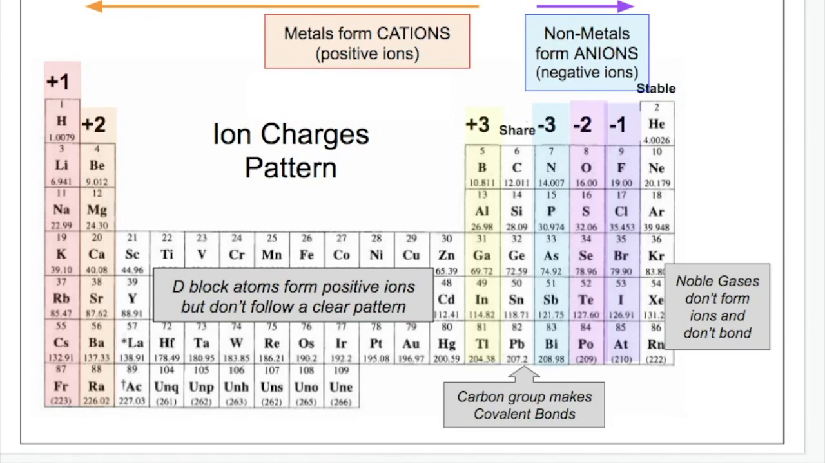+1, +2, +3, share, -3, -2, -1, stable. Let's say it again. +1, +2, +3, share, -3, -2, -1, stable. All right, if you didn't get that yet, then go back and do it again.